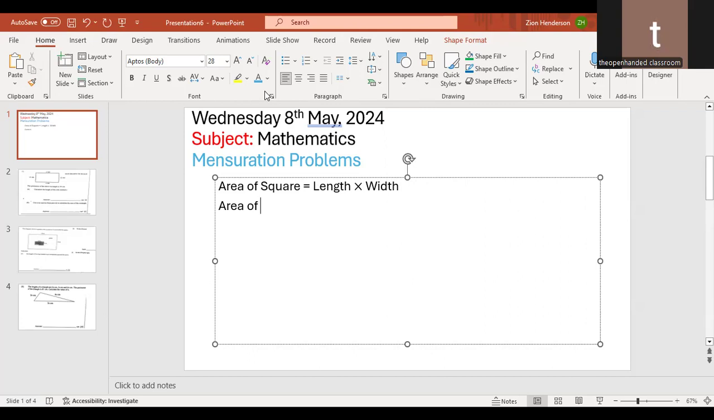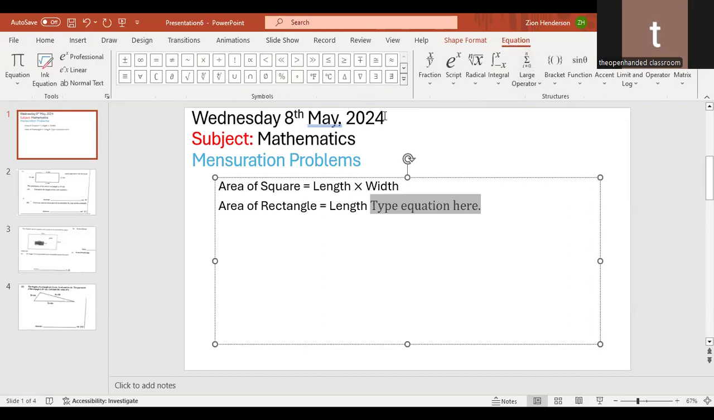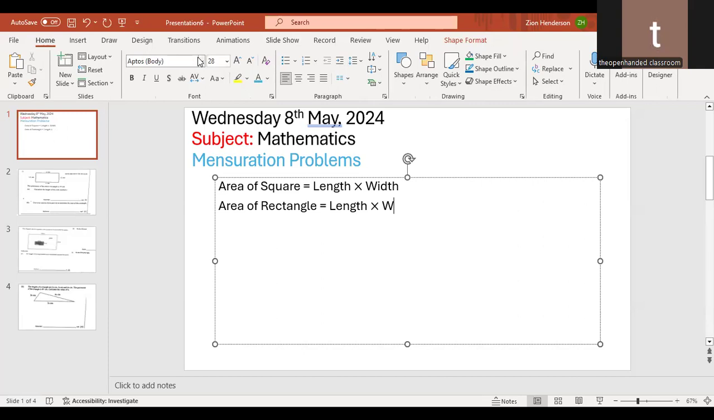Then we have the area of a rectangle. What's it going to be? Length times width. So the area of a square is length times width, and the area of a rectangle is length times width.